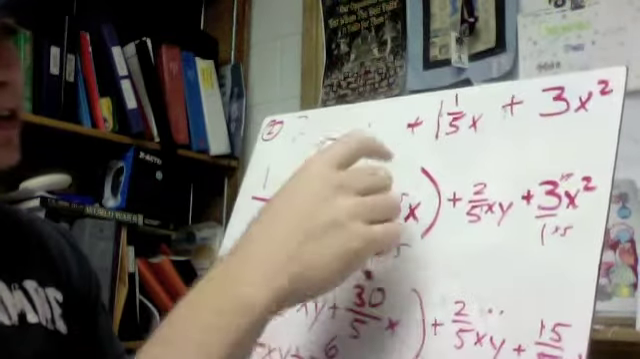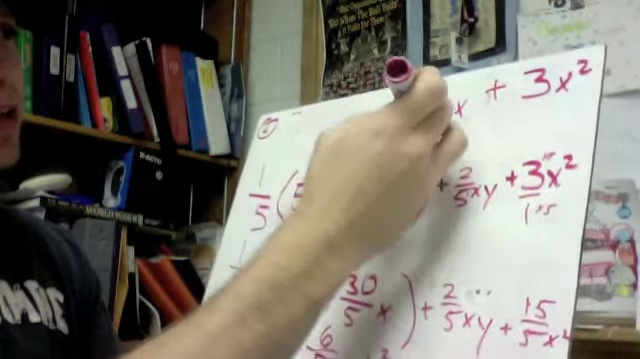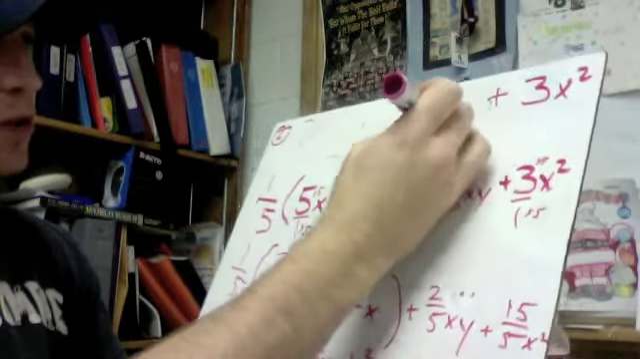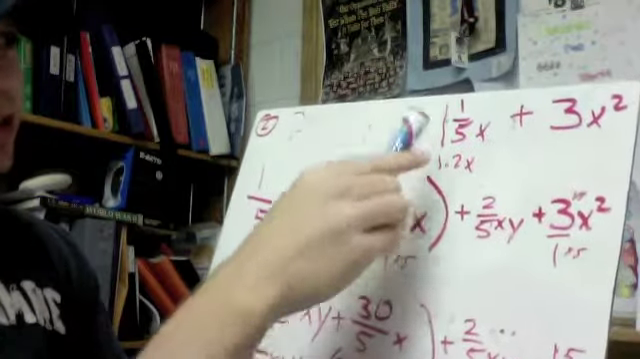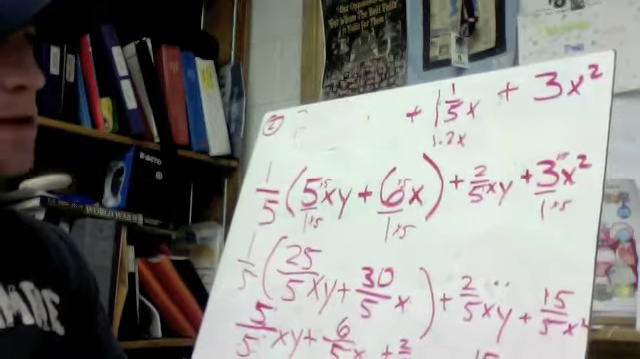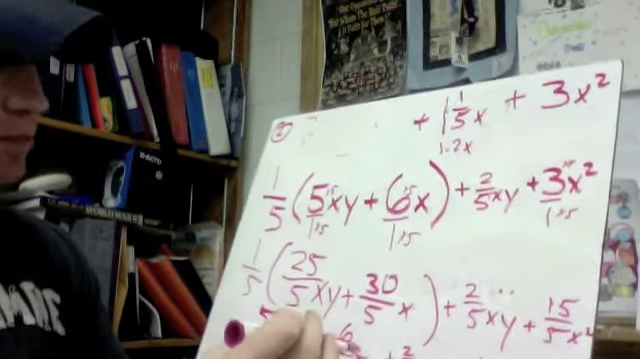And if you notice, 1/5 is the same thing as 0.2. Like in the other question, we ended up with 1.2x. That's the same thing as this right here. So we're doing pretty well because we've got the same things. So that got rid of that.